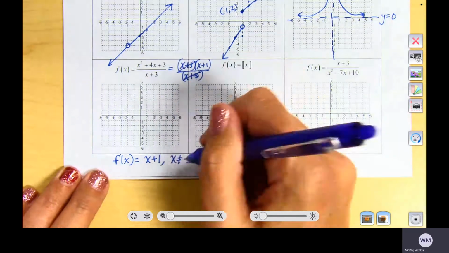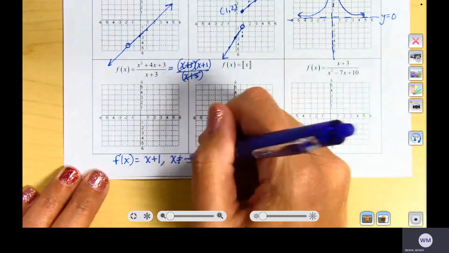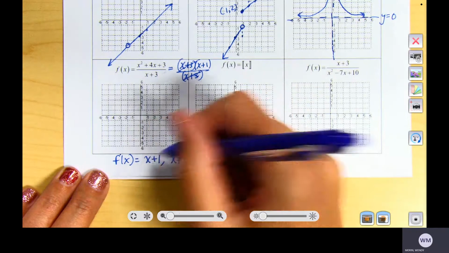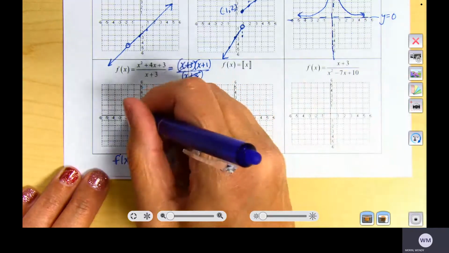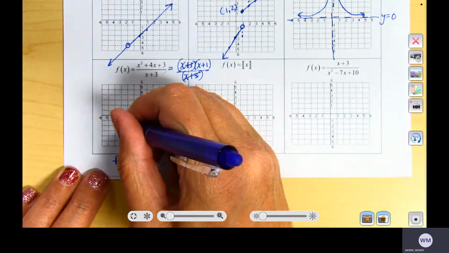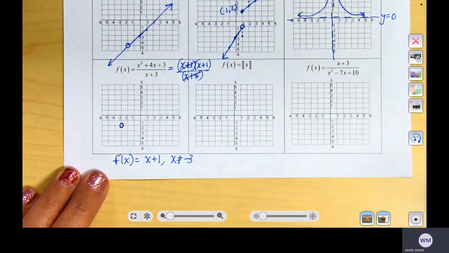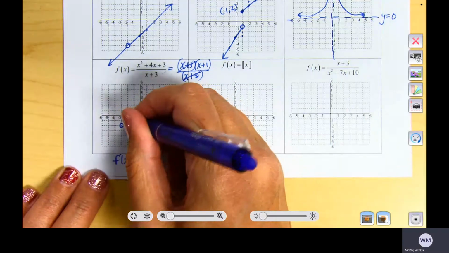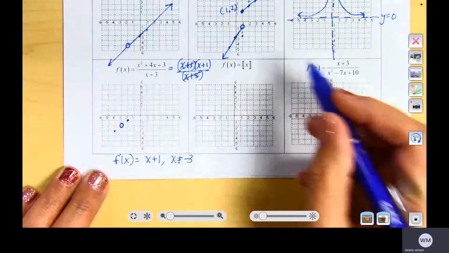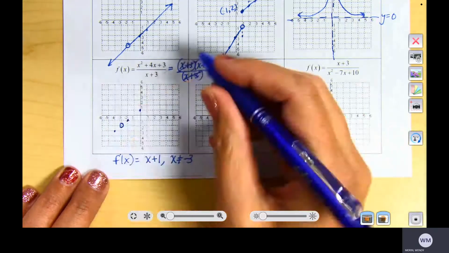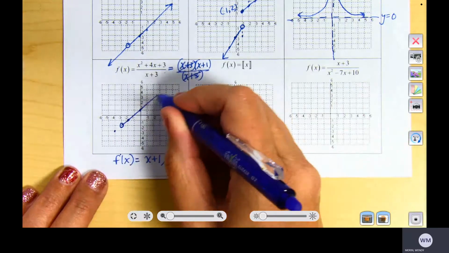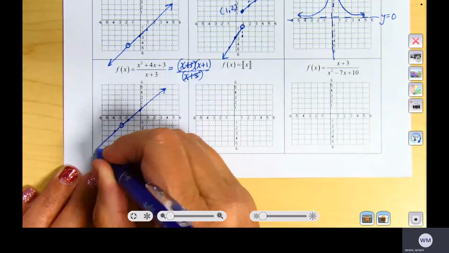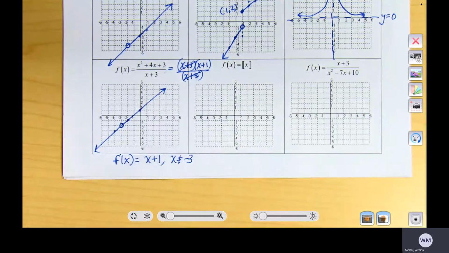Okay? So if I were to include negative 3, that would be negative 3, negative 2. But since I can't, I'm going to have a hole there. I have a slope of 1. Right, I have a y-intercept of 1. So there's another point discontinuity. Okay.